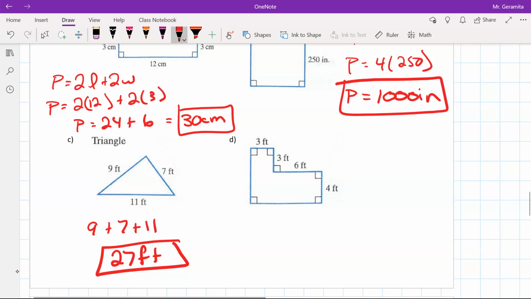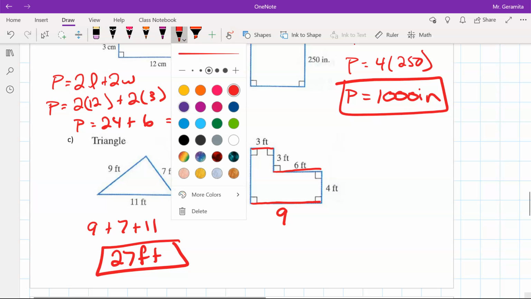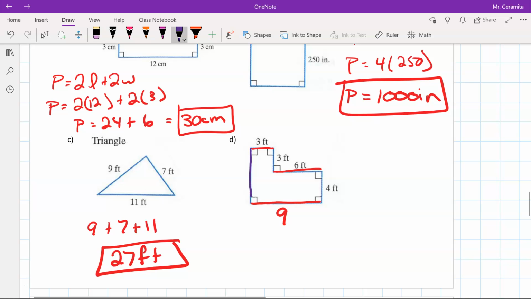Okay, for this last one, so for perimeter, this side here is made up of this side and this side. So this is actually 9. And then this side here is made up of this side and this side. So this side would be 3 and 4, which is 7. So now you can successfully do this.